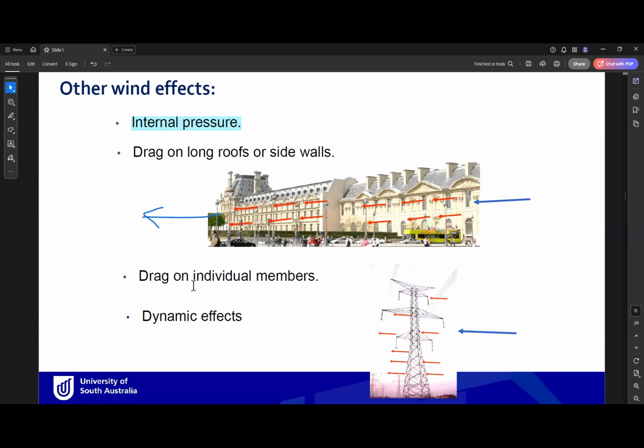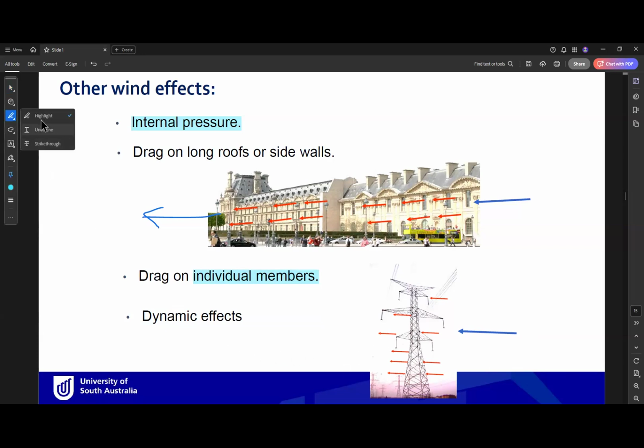Another is the drag on the individual members of the building, like the electricity or power tower here. So the drag force can be on parts or members of the building itself, not the whole building or the whole structure. So it is part of it or members of it.